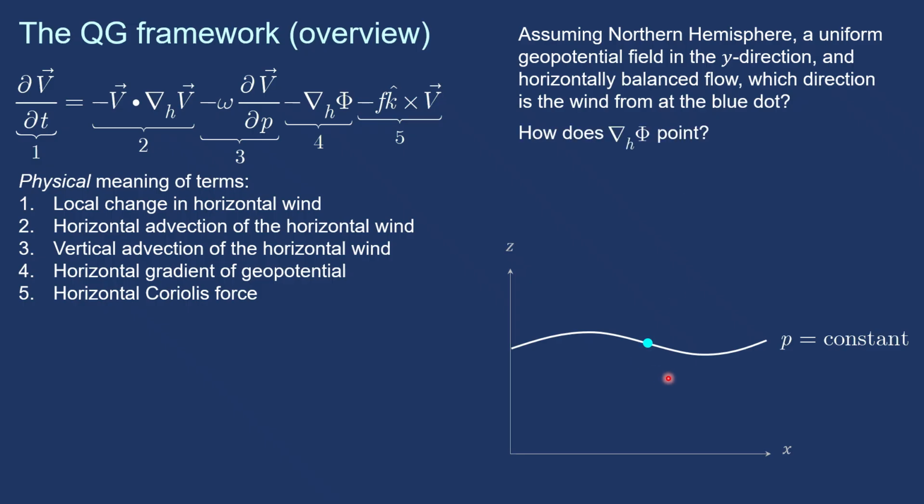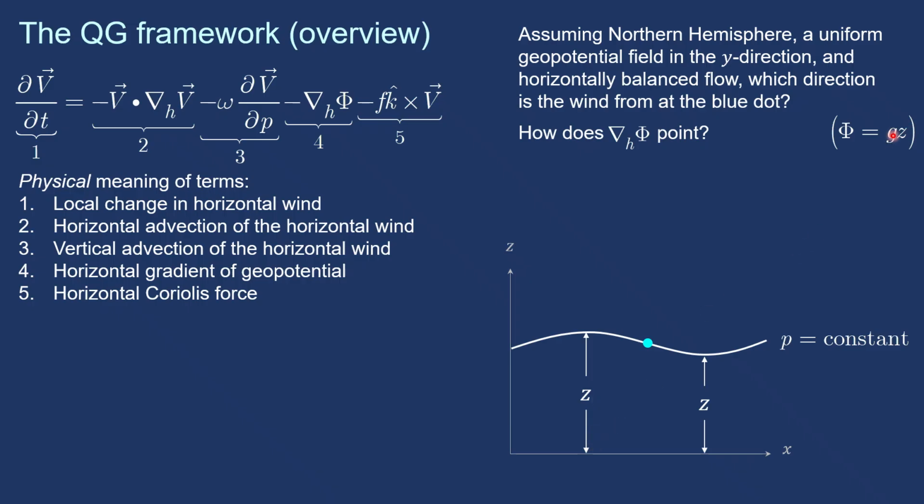So the first question we can ask is, how does del sub h phi point? And before we can assign that, we'll do a little bit of analysis on it, remembering first of all that phi, the geopotential, is just gravity times geopotential height, or times height. And gravity times height, we can look at the height of that pressure surface above the ground, and we notice that to the east of the blue dot, the pressure surface is closer to the ground. To the west of the blue dot, the pressure surface is farther from the ground. So z is smaller with eastward extent and larger with westward extent.